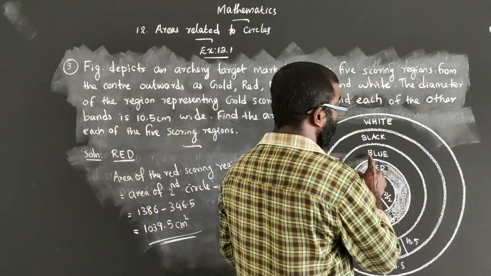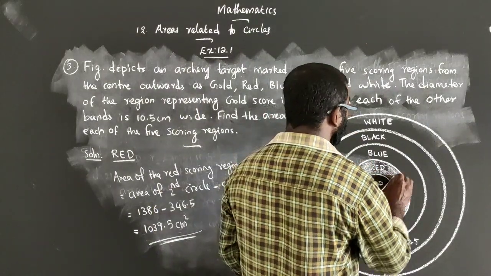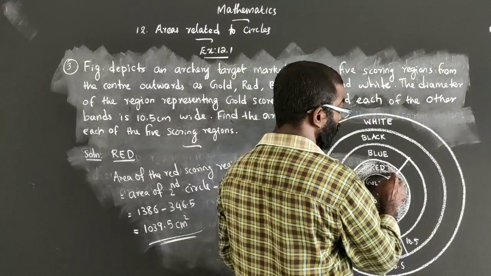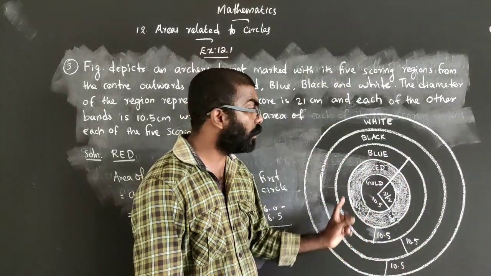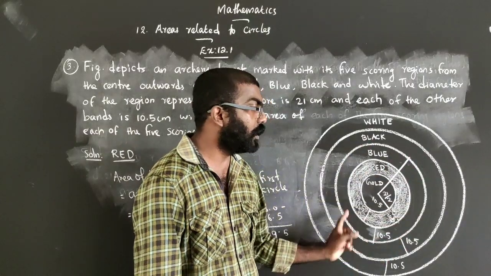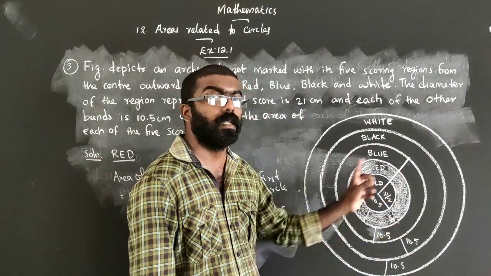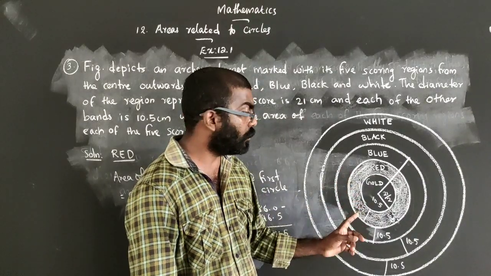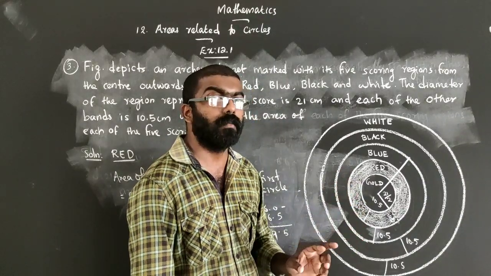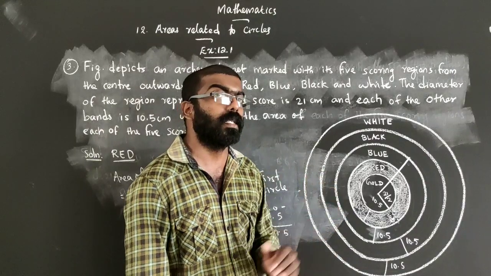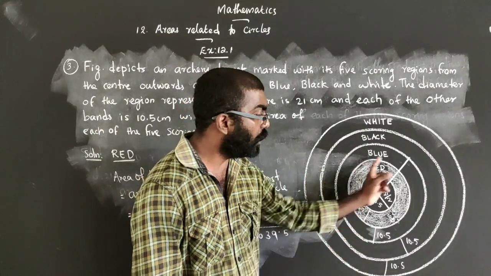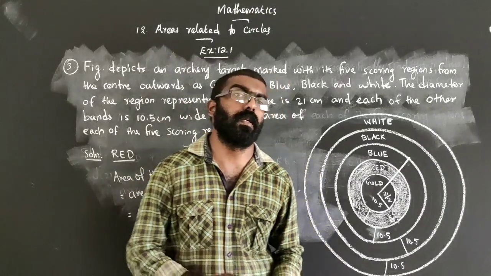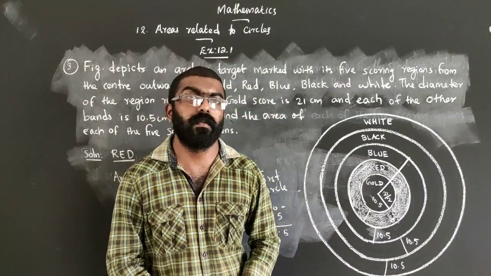Similarly, we can find the area of the other scoring regions, that means blue region, black and white. Here for the blue region, the radius is this much length, that is 10.5, 10.5, 10.5. So first we can find the area of the third circle. And in order to find the area of the blue region, we have to subtract the two values. That means area of the third circle minus area of the second circle. Okay. So the remaining part is a homework, so do it yourself.